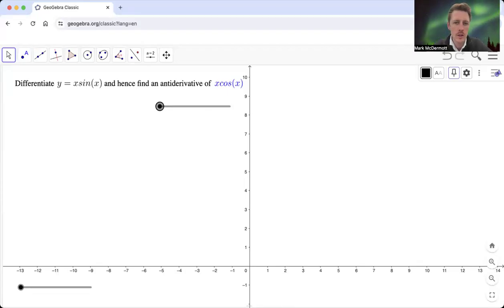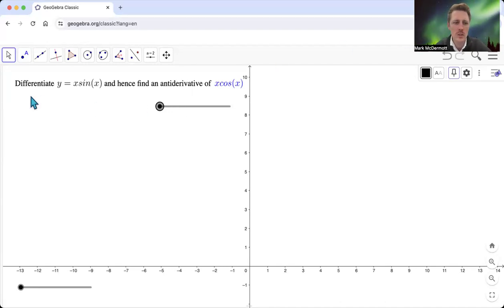All right. We're going to look at integration by recognition. So what that means is sometimes you need to differentiate a function, find the derivative, and then from that derivative, you need to recognize that that can help you find an antiderivative of something else. So let me explain what I mean.